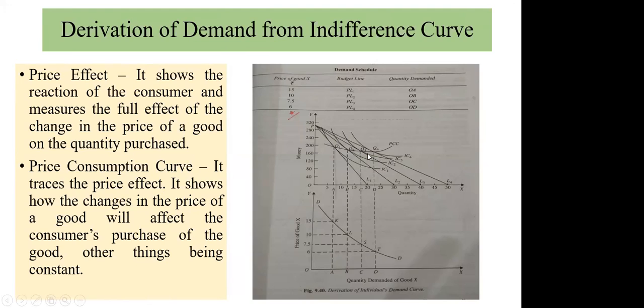So if we join these 4 points, we will get the price consumption curve. And in the lower section, we can see that at price 15, the consumer was purchasing O amount of quantity. As the price falls from 15 to 10, he is buying more. OB is greater than OA.